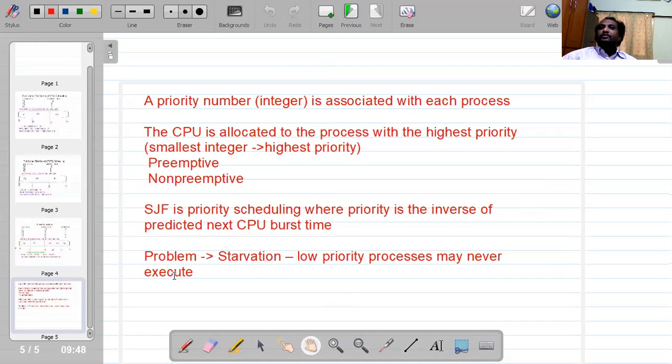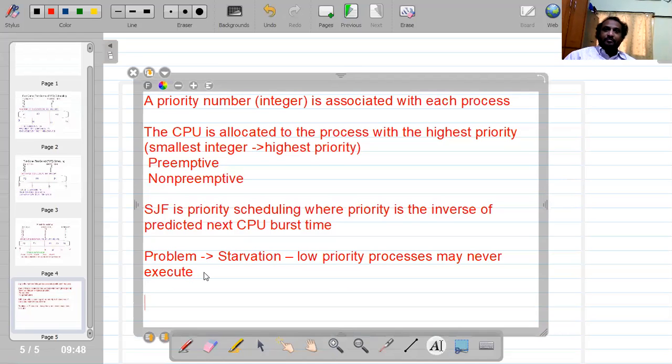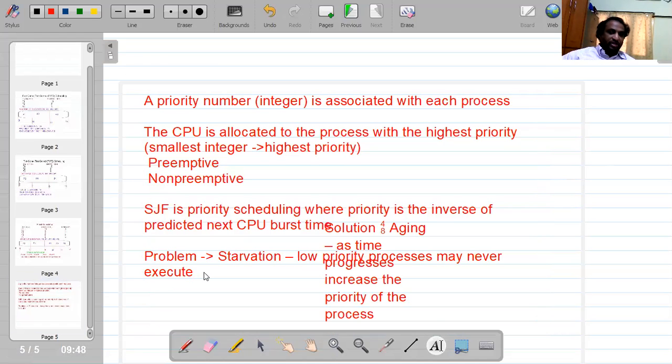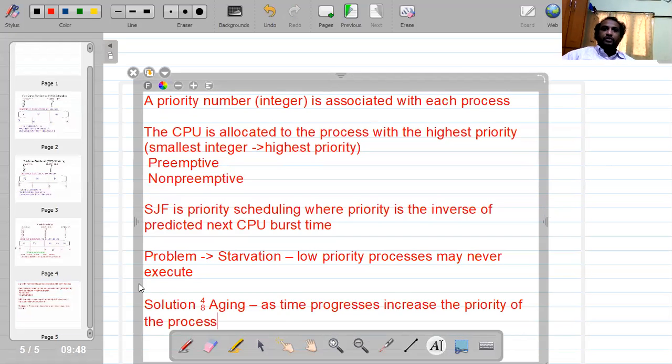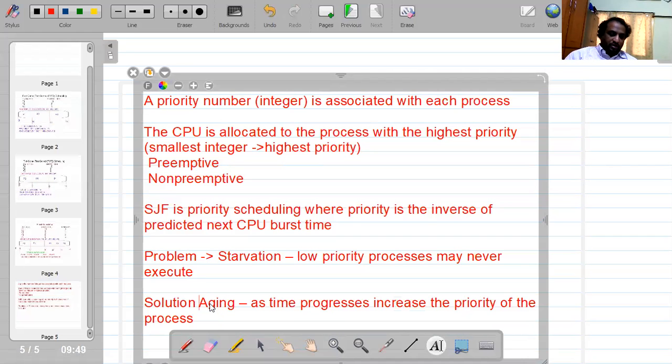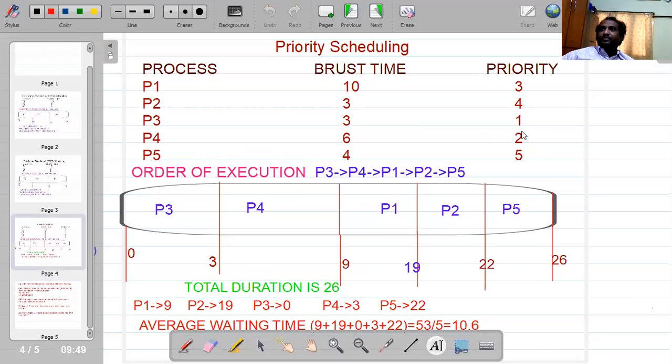There is a solution for starvation. What is that solution? We have something called aging. Aging is a solution for starvation. What do you mean by aging? As the time progresses, the lowest priorities, that is P2 and P5, where P2 is having priority 4 and P5 is having priority 5.